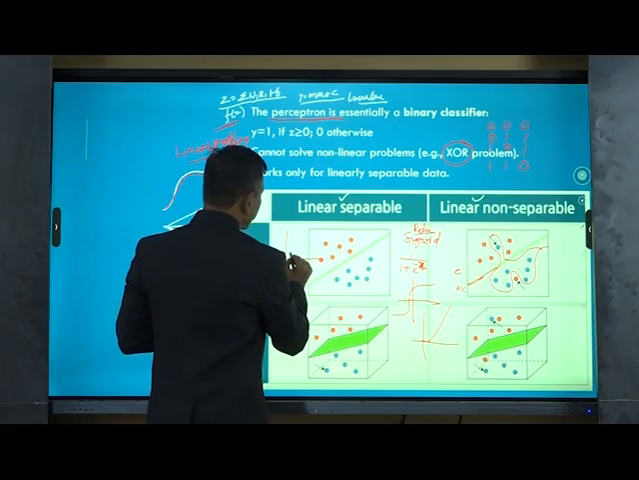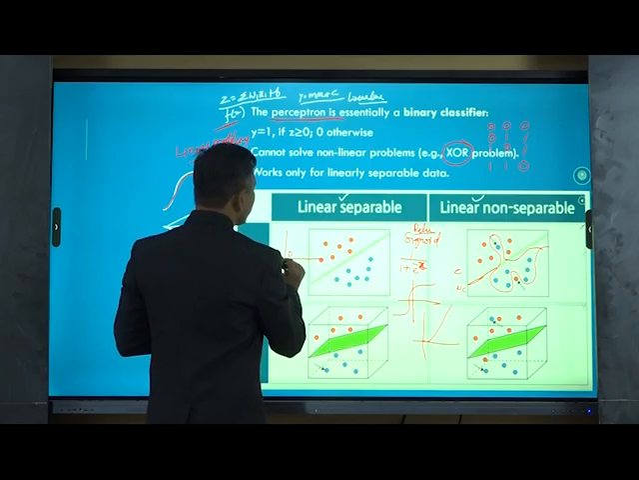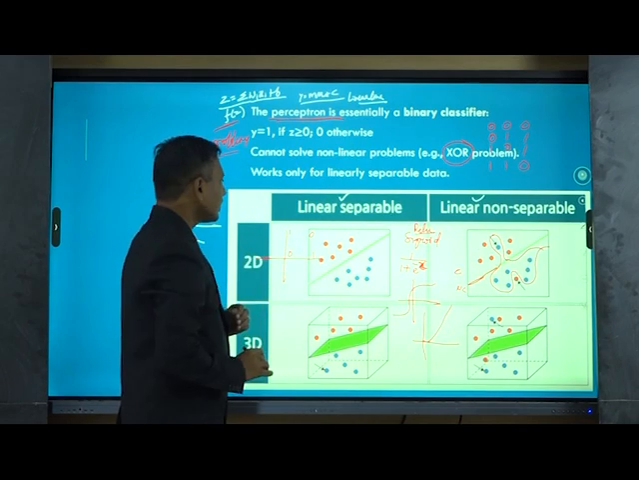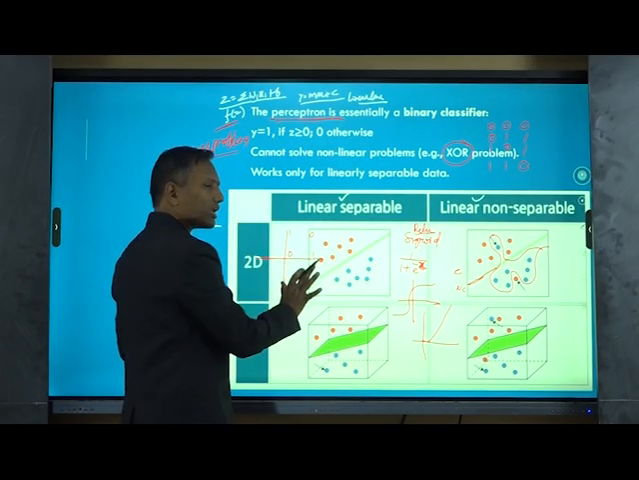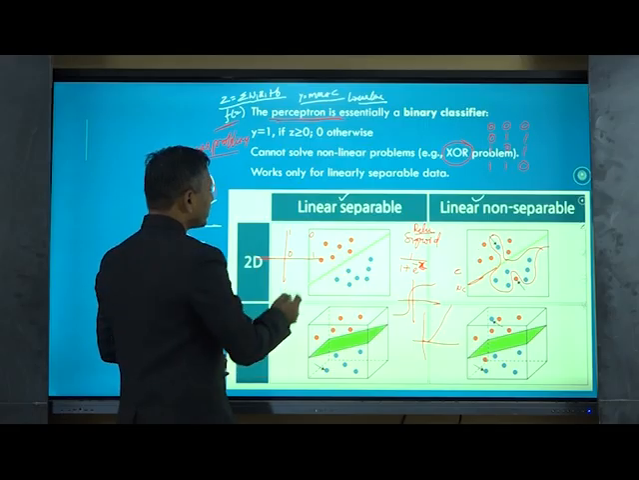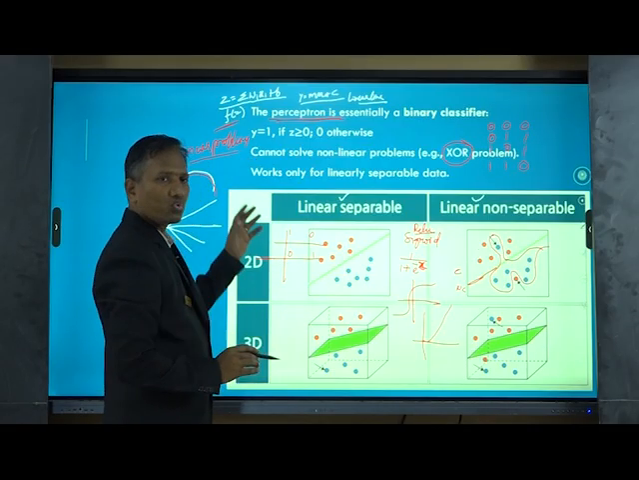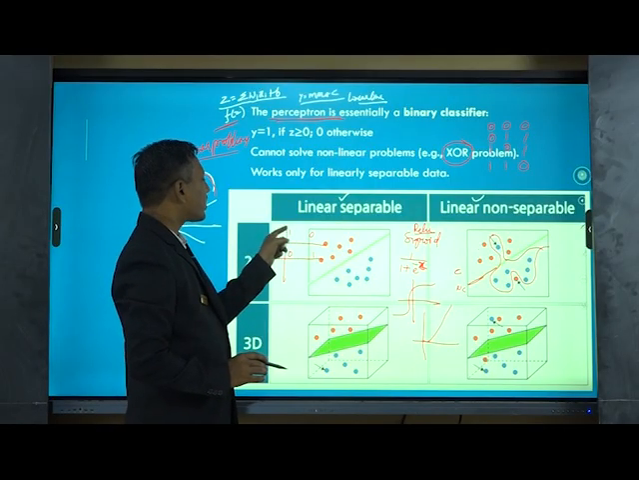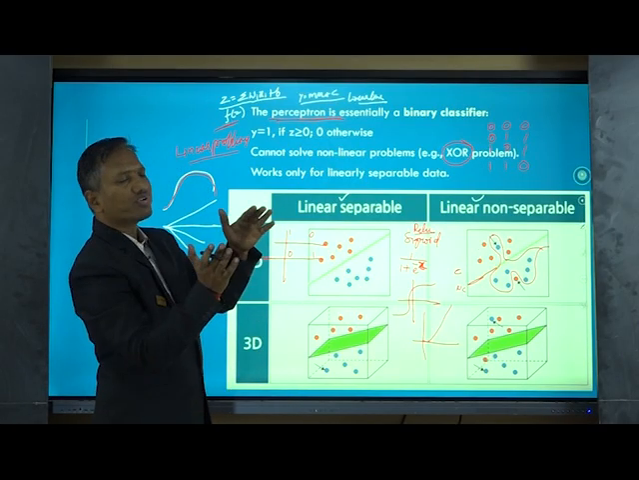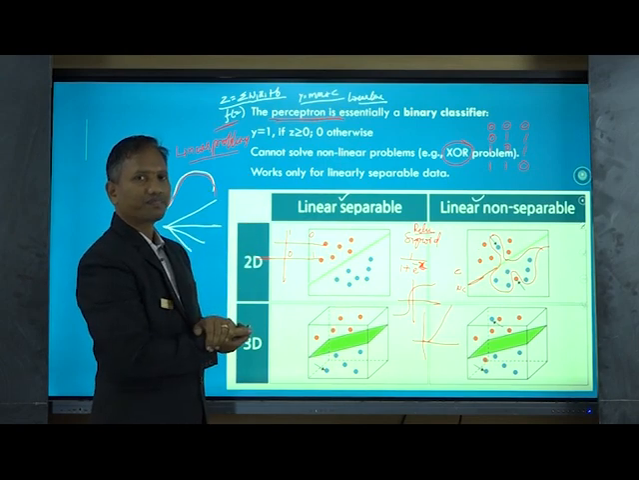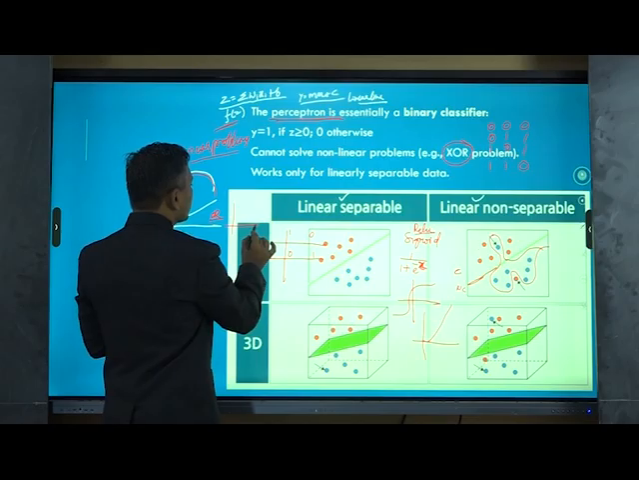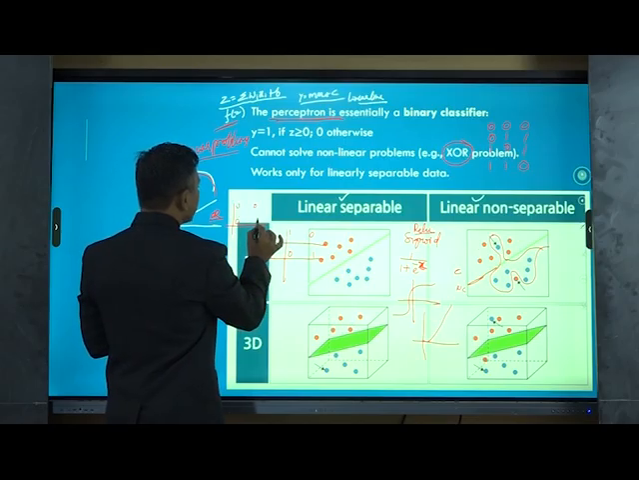If I draw a 2-dimensional graph for this, 0 0 will be 0, 1 1 will be 0, 0 1 will be 1 and 1 0 will be 1. This way my data is formed here. Now I want to draw a straight line to separate these. It is not possible, because if I draw a straight line like this, 1 0 and 0 1 fall on one side and the others fall below the line. But what we expect is that all 0s should be on one side and all 1s on the other side. Like for example, with my OR gate, all 0s are on one side and the 1s on the other.